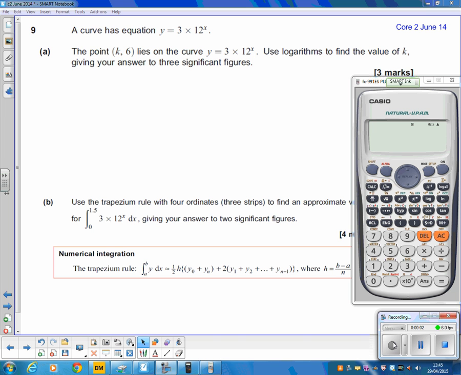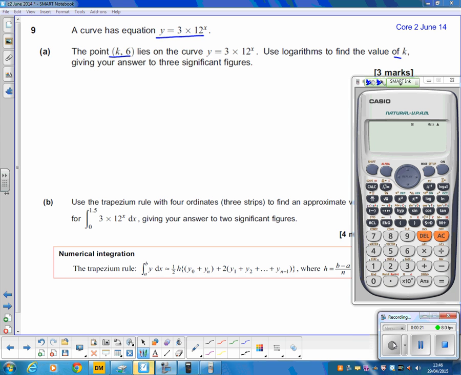Question 9, the last question on the Core 2 paper, uses a variety of different techniques, particularly using logarithms. So the first one, we've got a curve, we're given its equation, we're told there's this point on the curve and we want to find out what k is.